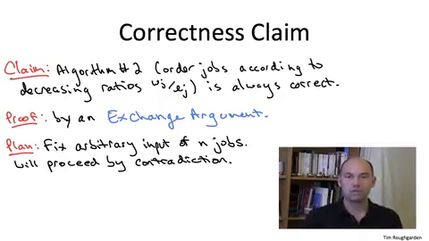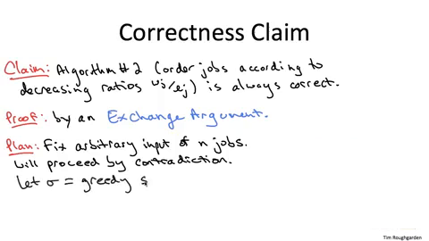So let me just give you some notation to set this up. We're going to let sigma denote the greedy schedule. And if our claim is false, that means this is not an optimal schedule. There's some other one which is better, so call this better optimal schedule sigma star.